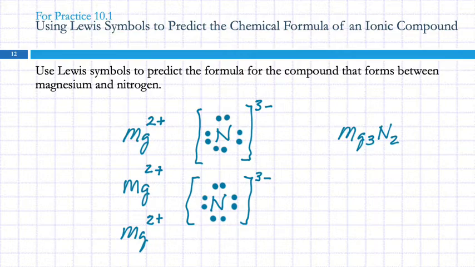We learn to do this much faster just by looking at the charges. But here the Lewis model is showing us why those ions have those charges, and how that works together. Any questions?